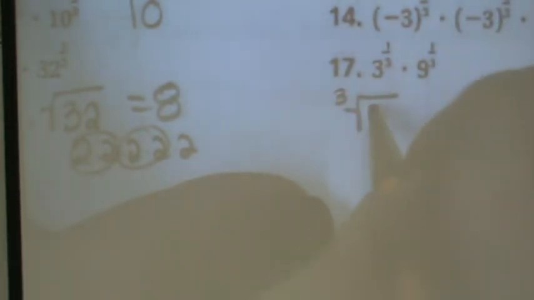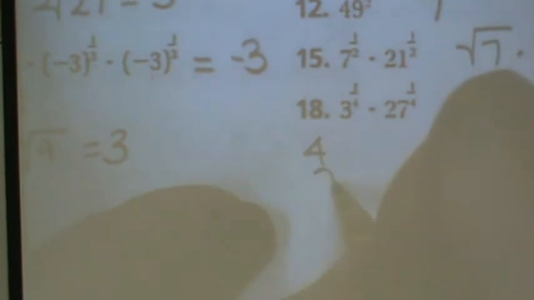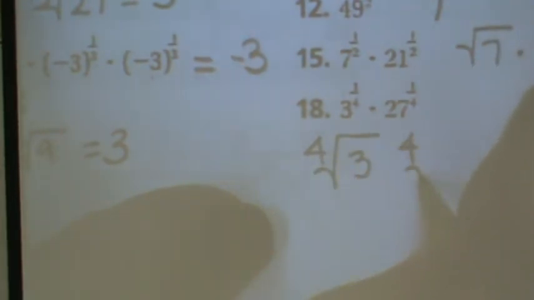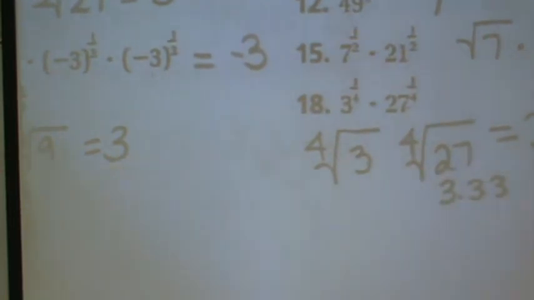How about the next one? It says the cube root of 3, and then the cube root of 9, which is, answer 3. And the last one, the fourth root of 3, and the fourth root of 27. So, Paige, are you good? You sure? Tell me. 27 is 3 times 3 times 3, so we've got 4 3s. You get it? Sure.